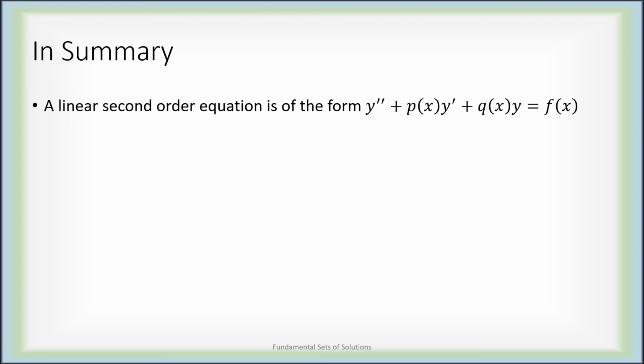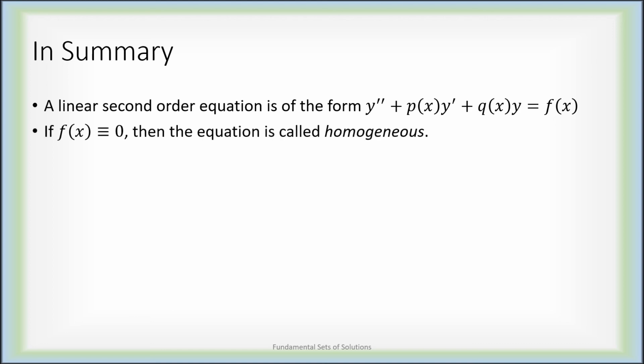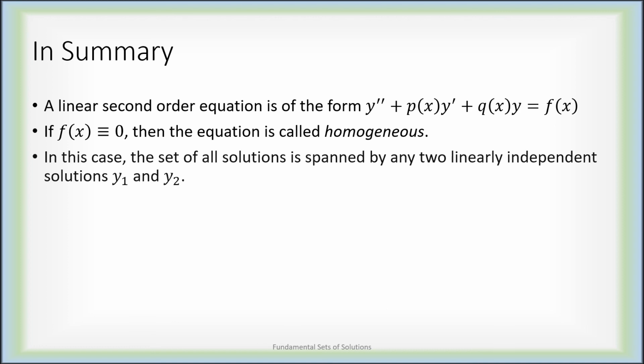All right, so what have we done? A linear second-order differential equation is of the form y double prime plus p of x y prime plus q of x y equals f of x. When that forcing function f of x is just 0, the equation is called homogeneous, and that's actually all we looked at today.